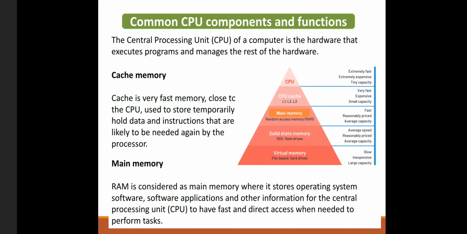So you will see more regarding the CPU, like a diagram breaking down the CPU into different parts and so forth. But I also want you to notice that the CPU works hand in hand with the cache and also with the RAM. So the cache is a fast memory close to the CPU which is used to store temporary data and instructions that are currently being used. And also the RAM is considered the main memory, where it stores operating system software, application software, and other information that is generally being processed by the CPU to have fast and direct access when needed to perform tasks.